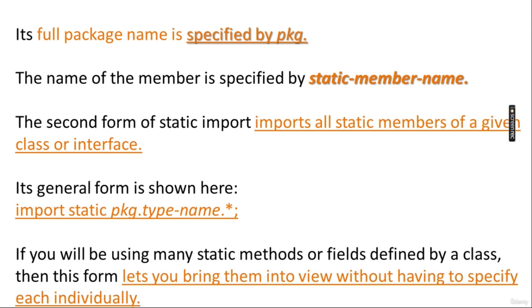If you give a star, all static members will be imported whether you need them or not. If you will be using many static methods or fields defined by the class, you can give a star. Then this form lets you bring them in without having to specify each individually. Like importing package name dot star imports all the classes from that package, in the same way, import static package.typename.star will import all the static members. So you need not write each and every static member's name individually.